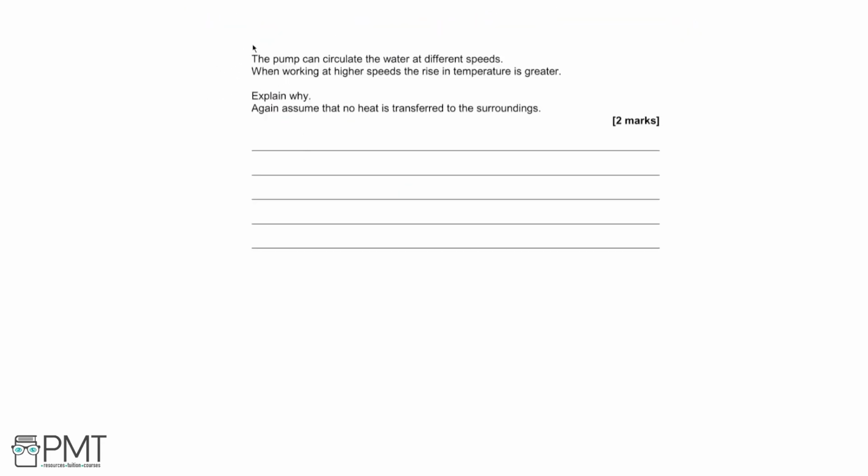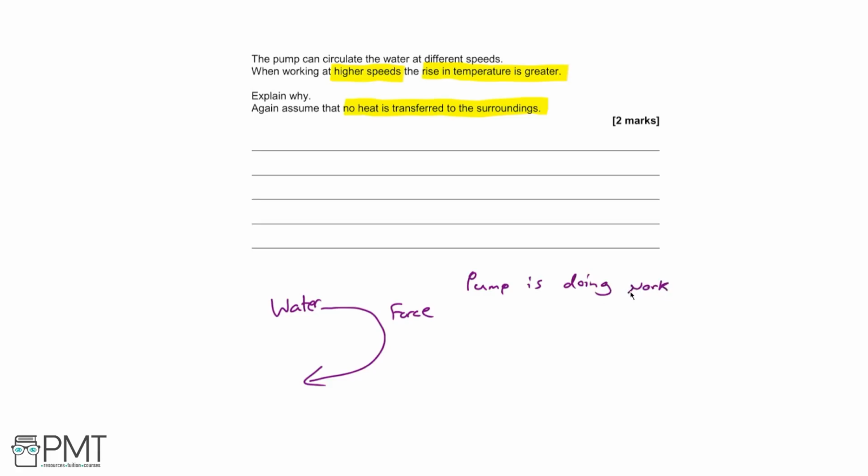The last part of the question says, the pump can circulate the water at different speeds. When working at higher speeds, the rise in temperature is greater. Explain why. Again, assume that no heat is transferred to the surroundings. In order to answer this question, it is helpful to consider what the pump is actually doing to pump the water around the pipes and through the heater. Specifically, water is being moved from one location to another, and a force is being applied. Therefore, the pump is doing work on the water, since a force is being applied on it over a distance.